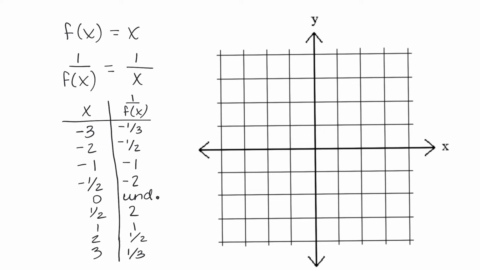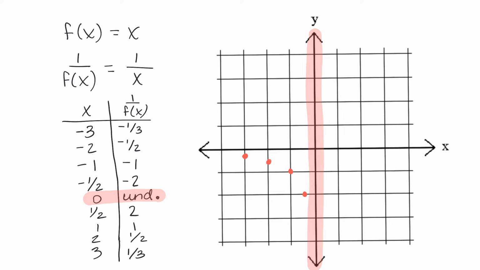So I'm going to go over to -3 and down 1/3. Then I'm going to go over 2 and down 1/2. And I'm going to go over 1 and down 1. Then I'm going to go over 1/2 and down 2. Okay, 0 is undefined. So just for now, I am going to highlight that place in red. It's undefined. It is a wall. It cannot be crossed. It doesn't exist. It's ungraphable.